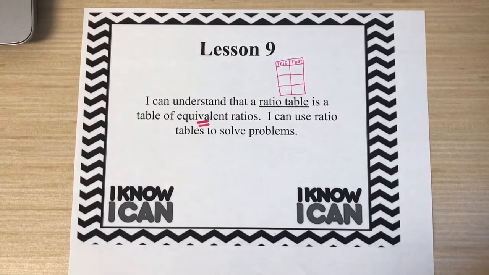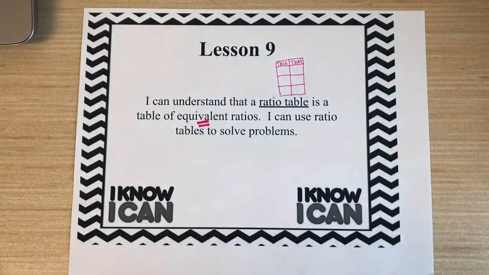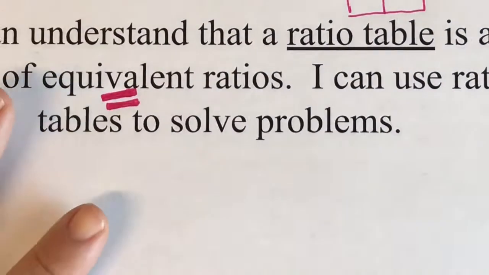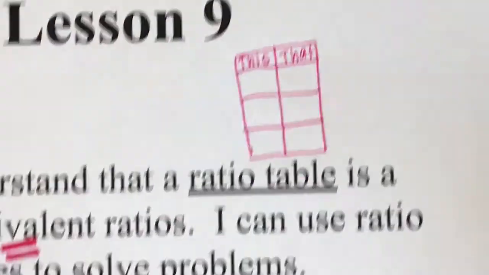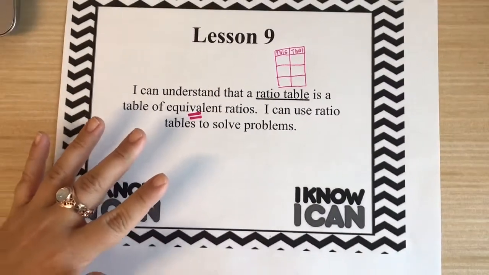All right, guys, today is lesson 9, and this is the first lesson of topic B. Today, our content goal is I can understand that a ratio table is a table of equivalent ratios. I can use ratio tables to solve problems. So today we'll be looking at a lot of ratio tables, which are going to look something like this at the top, this to that, and then you'll fill in numbers here. So let's go ahead and get started.